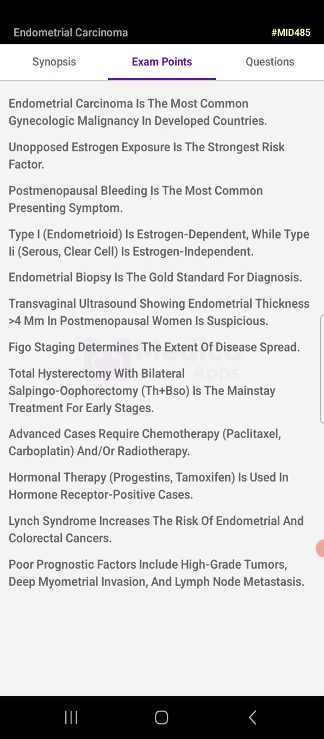Advanced cases require the chemotherapy, paclitaxel, carboplatin and or the radiotherapy. Hormonal therapy, progestin, tamoxifen is used in the hormone receptor positive cases. Lynch syndrome increases the risk of endometrial and the colorectal cancer. Poor prognostic factors include the high grade tumors, deep myometrial invasion and the lymph node metastasis.